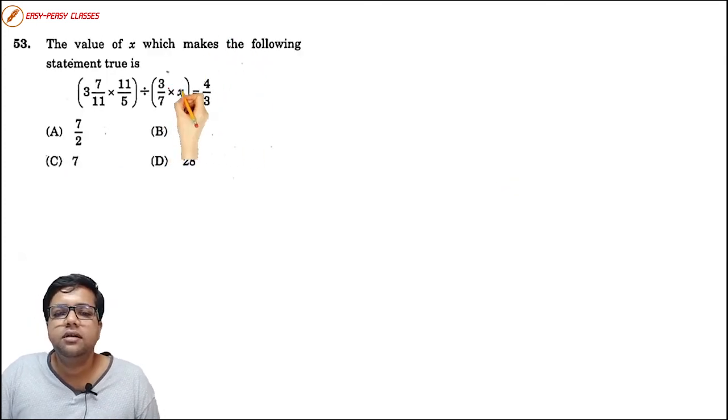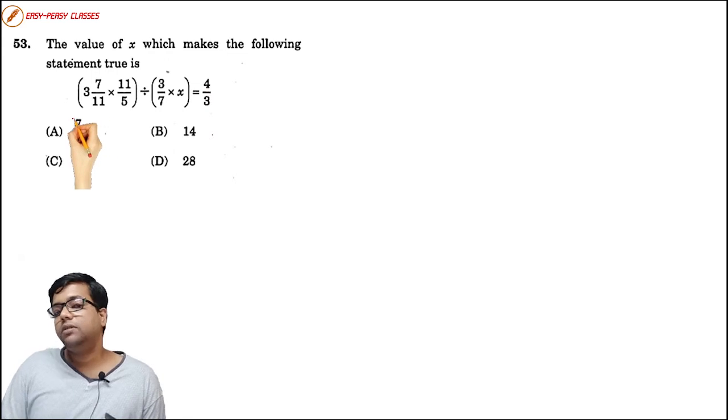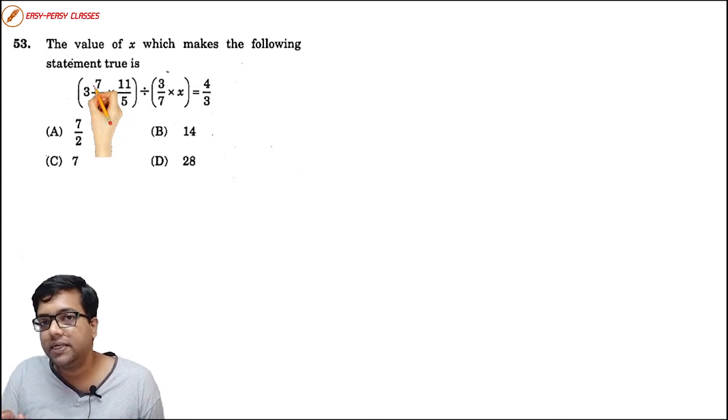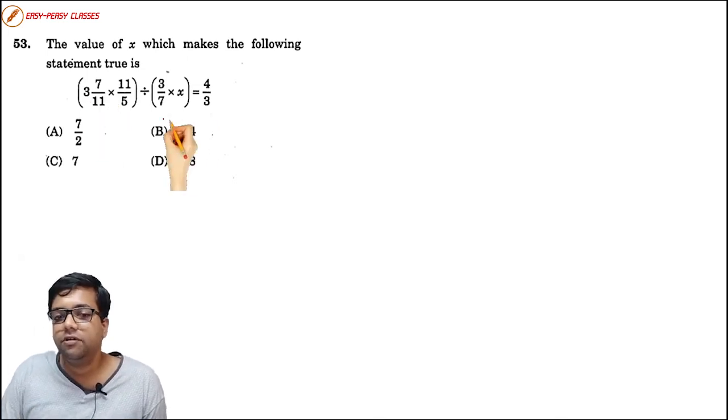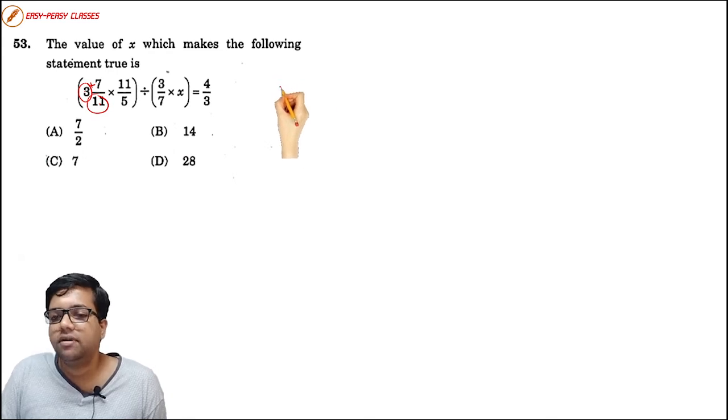Next question. The value of x which makes the following statement true is, okay, what is the statement? See, the moment you see such an improper fraction, you just have to directly make it a proper fraction, even without writing the question. See, to make it a proper fraction, what is the method? You multiply the denominator with the whole number and you add that particular number to the numerator. 11 3s are 33. I will write it in a bigger way for your better understanding.